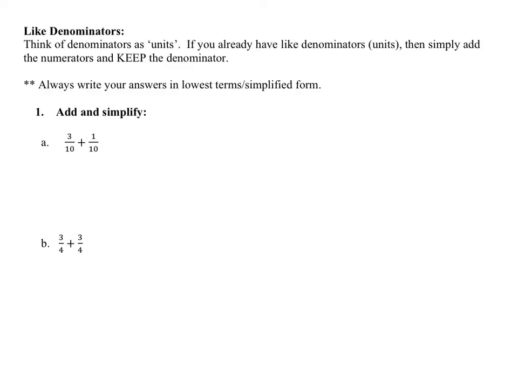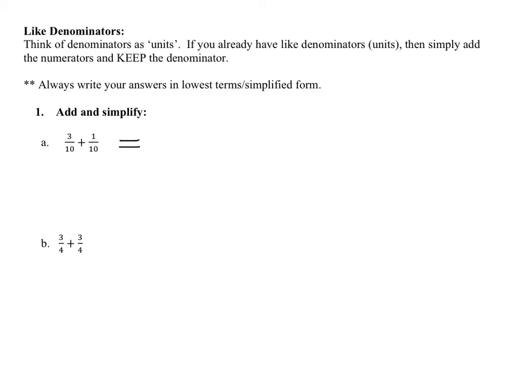So when you have like denominators, it's so nice because your Hershey bars are divided up into those numbers of pieces. And again, the top is the amount that you have. The bottom is how many pieces each Hershey bar is divided up into. So what we want to do is we need to keep the denominator the same because that's how much we're dividing our Hershey bars up into.